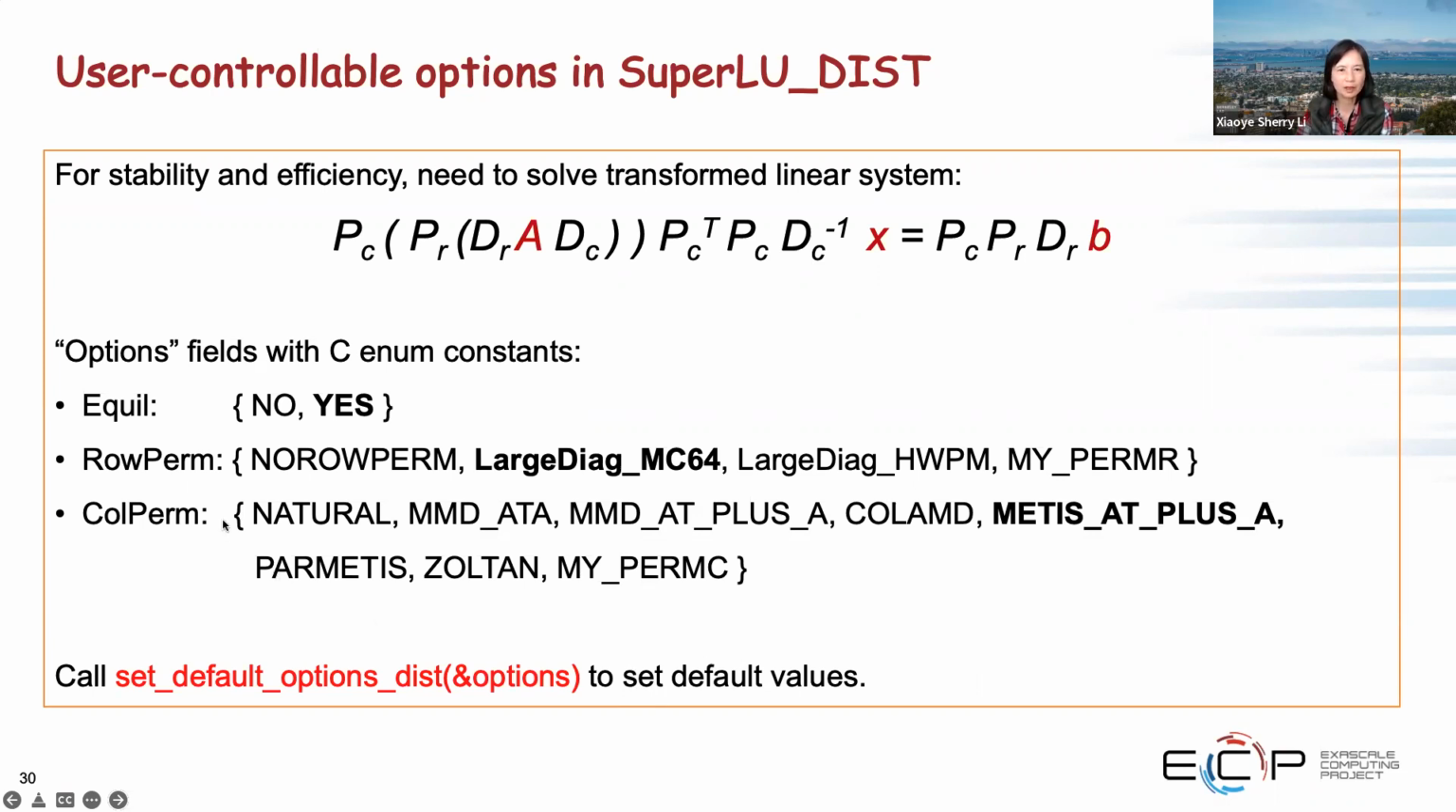And all these options can be chosen by the user. So whether you want equilibration or not, row permutation, we can do MC64 or the parallel heavyweight perfect matching, which is a parallel algorithm. And if you have a clever idea of what the row permutation should look like, you can input this vector. This is just a vector from 1 to n. Similarly, for column permutation, we have a lot of options. For large matrices, the default one, METIS, is good. But if you don't want to use METIS, you don't want to install it, you can use all the other options.